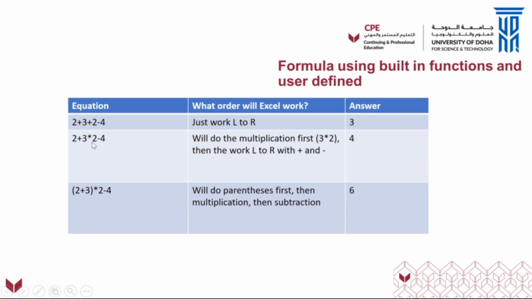Over here, the same numbers will give you a different answer just because of the preference. Even though we are supposed to do multiplication first, the parenthesis has a higher order of preference than multiplication. So it's going to be parenthesis first, which is 2 plus 3, times 2 minus 4. So 5 times 2 is 10, 10 minus 4 is 6. It's very clear over here that the preference has to be known in order to have the expected output.